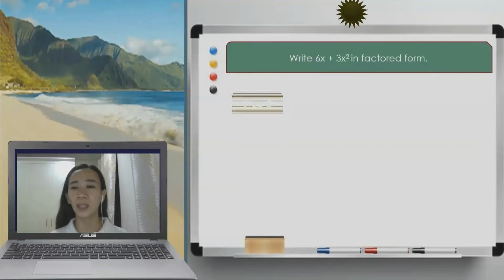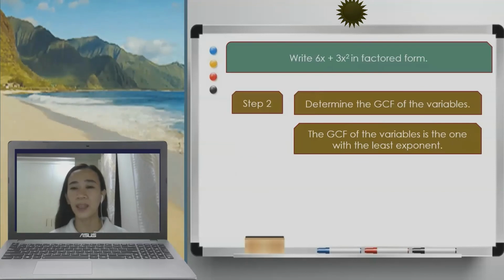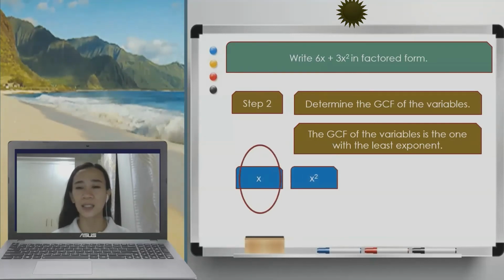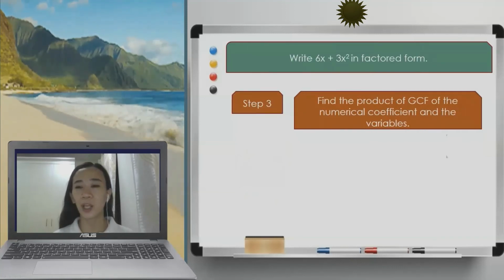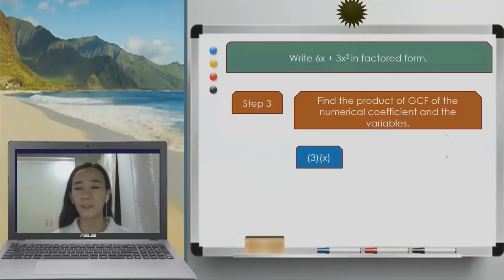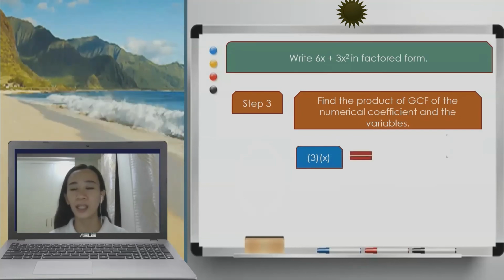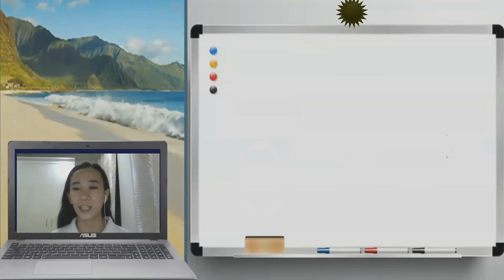Next is to determine the GCF of the variables. The GCF of the variables is the one with the least exponent. So we have x and x squared. Since x has the least exponent, our GCF for the variables is x. Next step, find the product of the GCF of the numerical coefficient and the variables. We have 3 for the numerical and x for the variables. 3 times x is 3x. Therefore, our greatest common monomial factor is 3x.